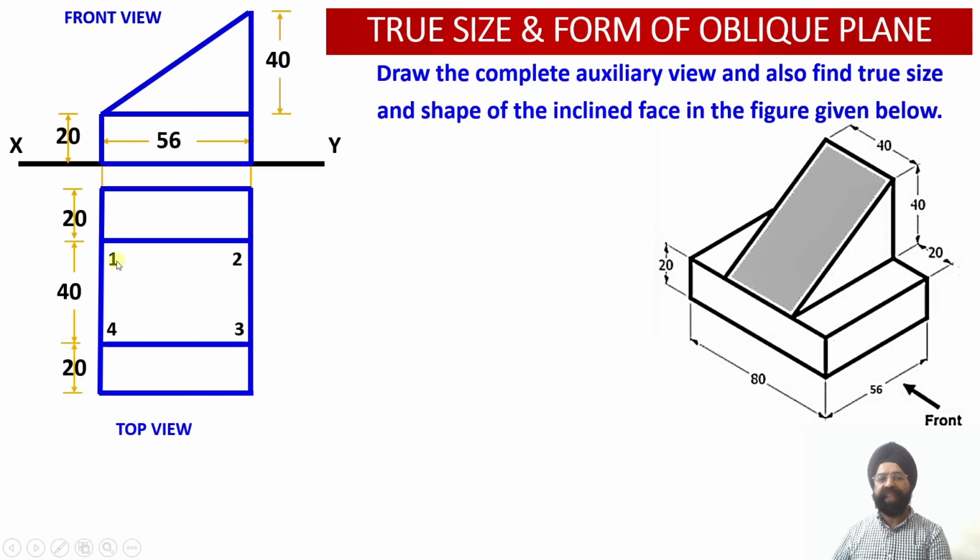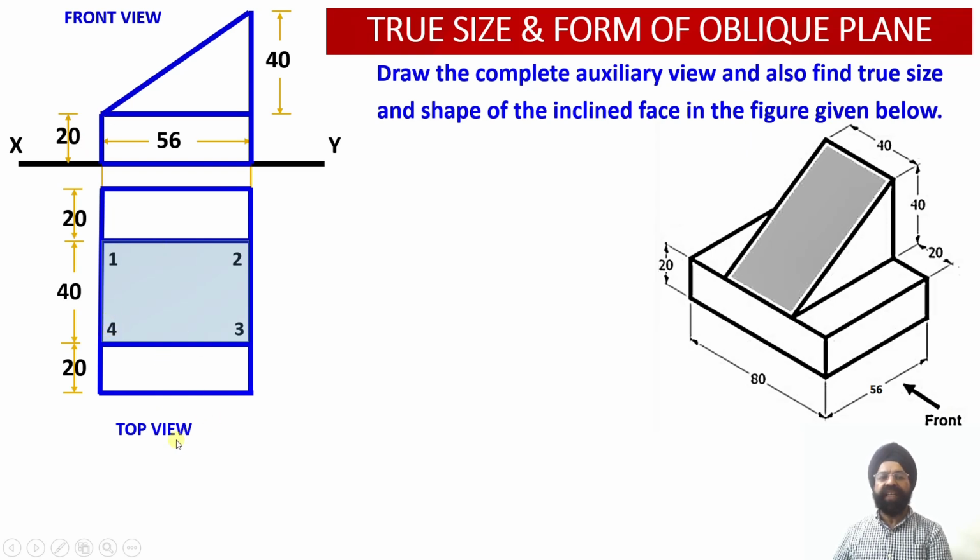So now we have marked these points. Point 1 corresponding to this corner, point 2 corresponding to this corner, point 3 corresponding to this corner, and point 4 corresponding to this corner. So we have shaded this section surface as it is appearing to us in this isometric projection. Now having drawn this section surface in the top view and marked different points over here in the top view, next we are going to mark these points in the front view.